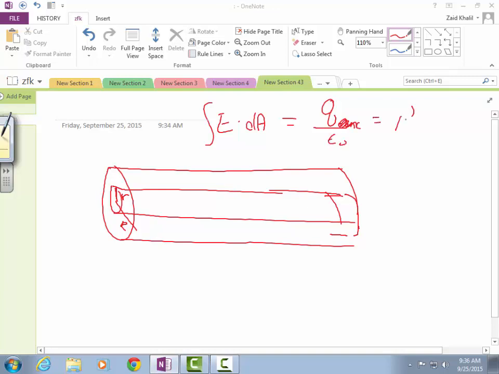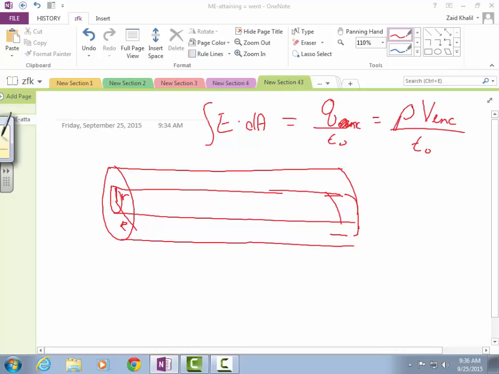Q enclosed is going to be rho times volume enclosed over epsilon naught. But remember, it's only that simple when rho is constant. If rho wasn't constant, what would you have to do? You would have to integrate rho over the volume, over dV. There are other problems where you do have to do that.